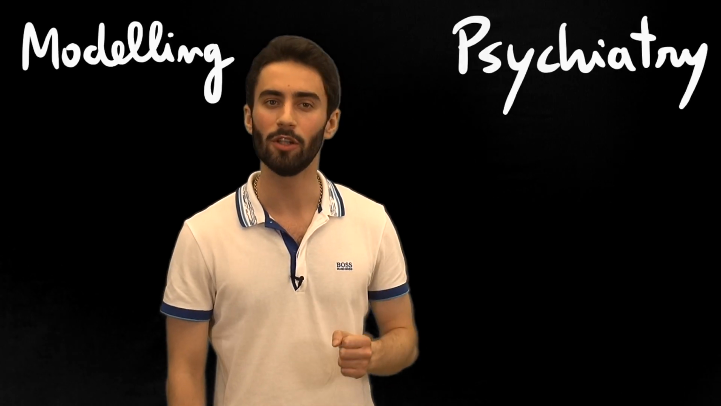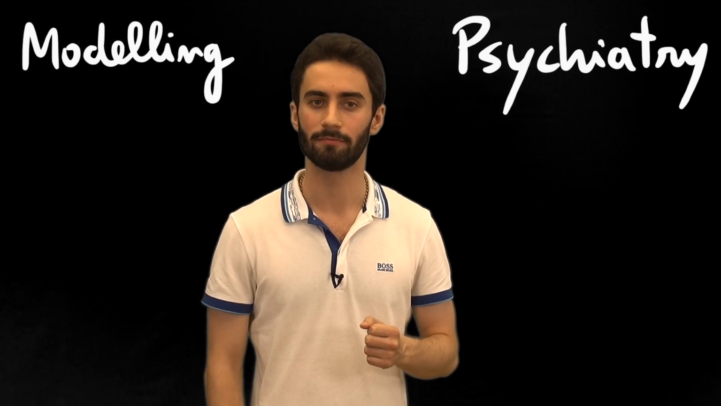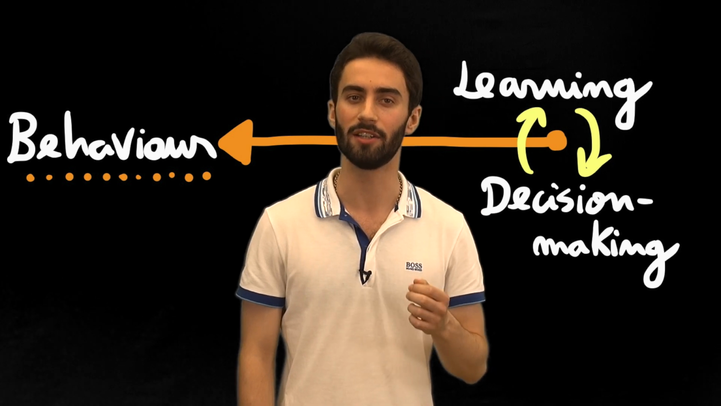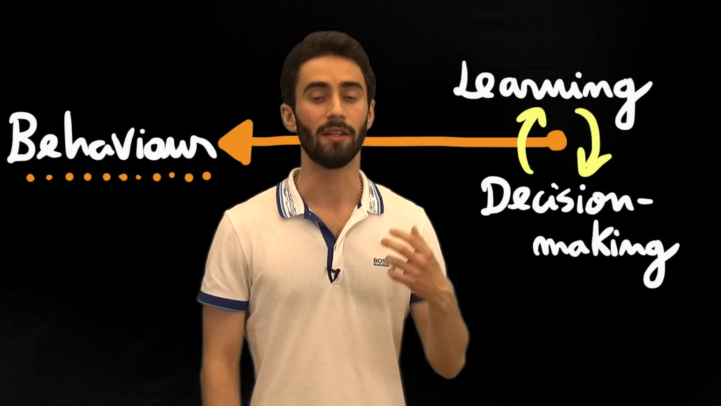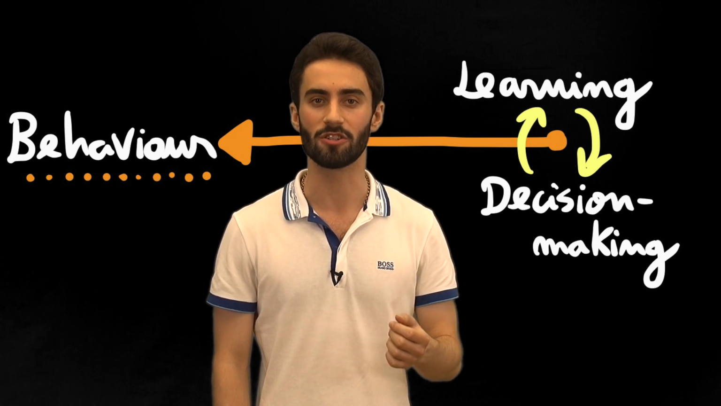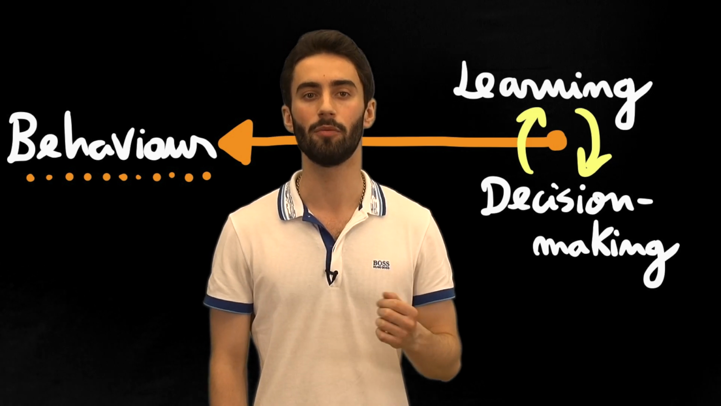Hi! How can we look at behavior in psychiatry through the lenses of modeling? Behavior is the sequence of events stemming from learning and decision-making. These change and evolve together, where these abilities may involve worse decisions and worse learning conditioning each other, and ultimately suboptimal behavior.